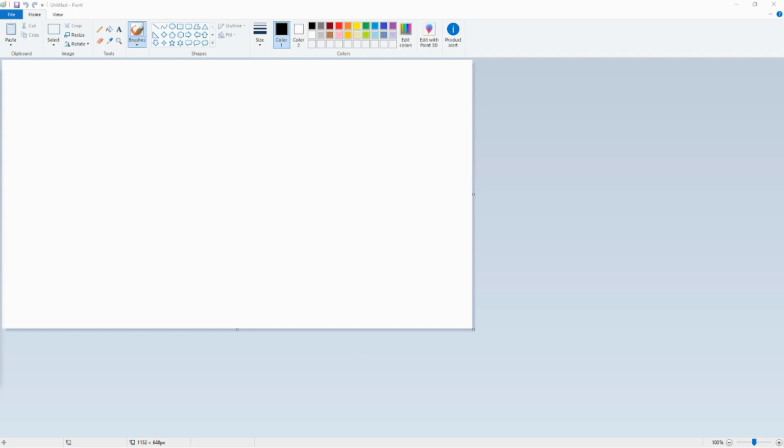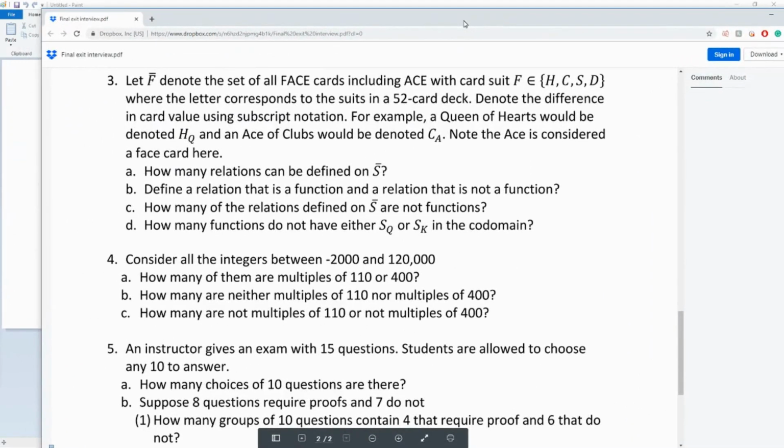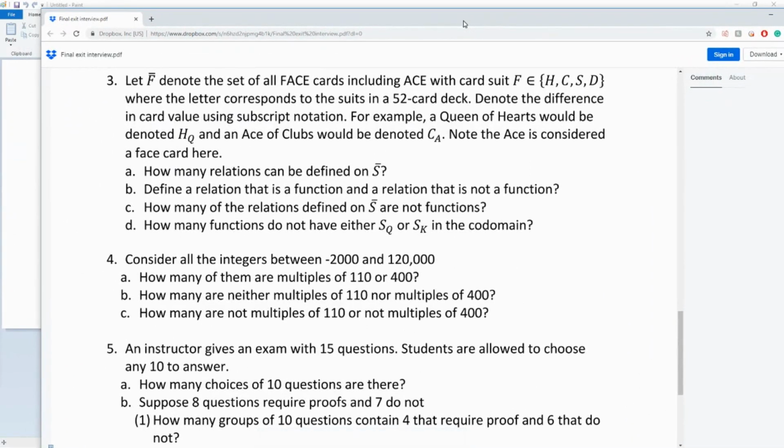All right, so basically we're going to be doing number 3 right now. Let F denote the set of all face cards, including ace, with the card suit F is an element of the set {H, C, S, D}, where the letter corresponds to suits in a 52 card deck. We're going to be going over A, B, and C for you guys, and here's my boy Treyway to go over A.